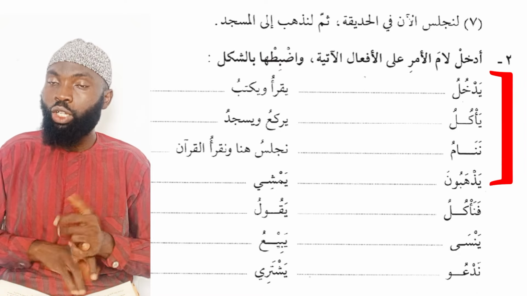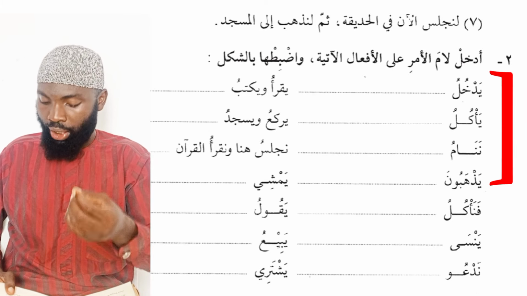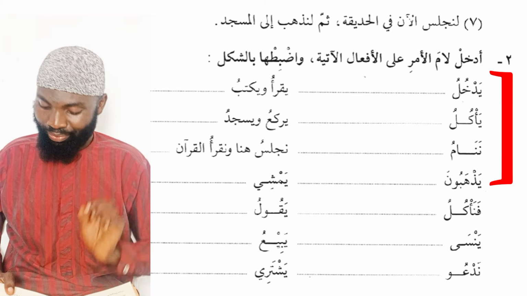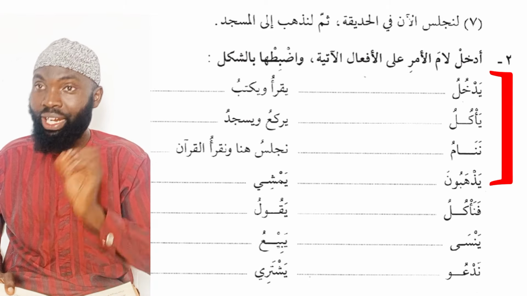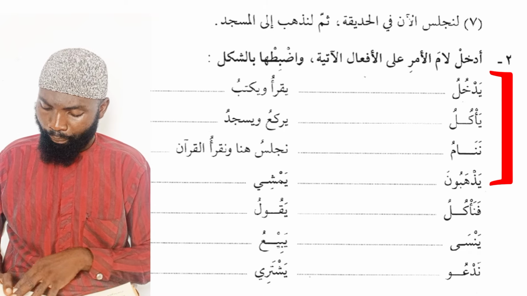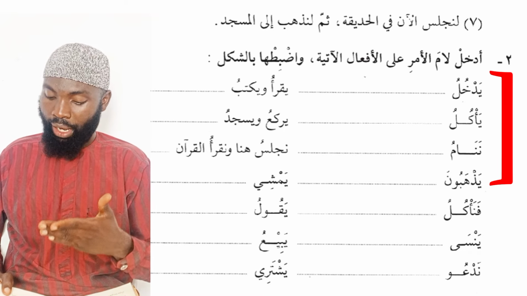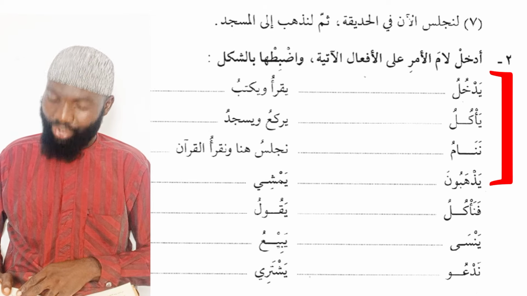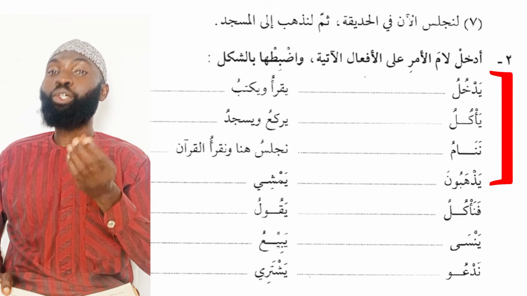The first one, yadkhulu, we simply say liyadkhul. Yakulu, we say liyakul. Nanamu, linanam. MashaAllah. Next we have yadhhabu, liyadhhab, because the nun will be removed. Next we have nakul, we say falnakul. Next we have yansa, liyansa. Next we have nad'u, linad'u.